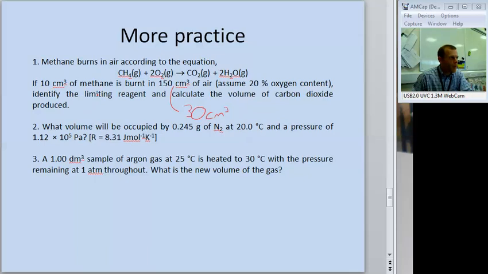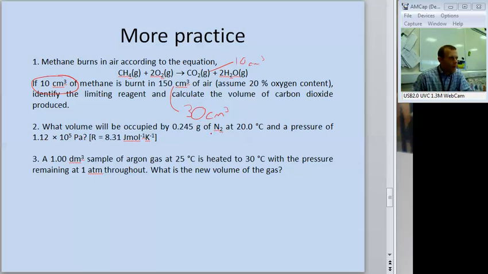So in terms of finding a limiting reactant, 10 of this, because it's a 1:2 ratio, would need 20 of oxygen. And I've clearly got more than 20. So this is my limiting reactant. It's going to determine how much products I make. So in terms of how much CO2 I'm going to get, well, it's a 1:1 mole ratio, so I'm going to end up with 10 centimeters cubed of that.